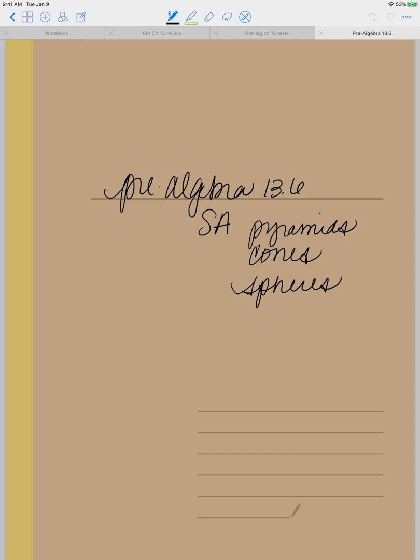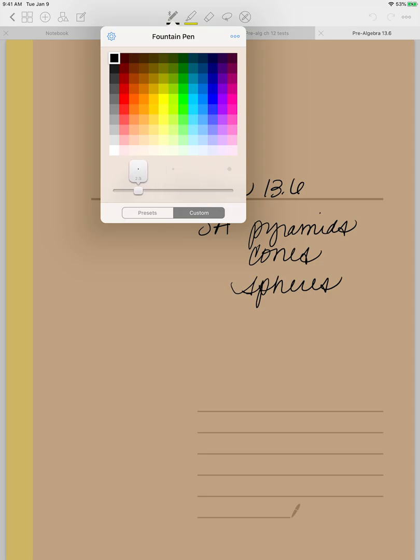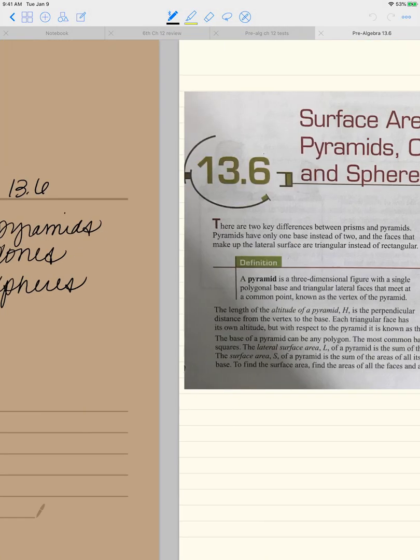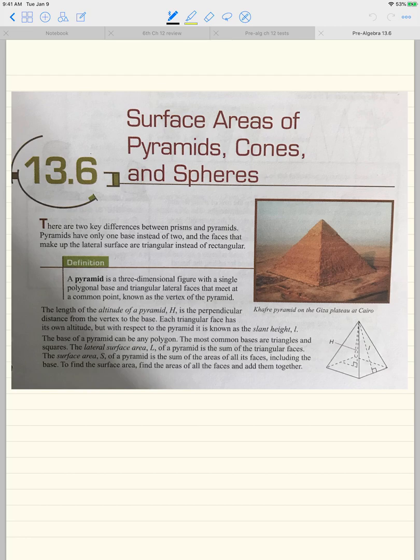Alright, pre-algebra 13.6, surface area of pyramids, cones, and spheres today. Two key differences between prisms and pyramids. You probably already know this. Pyramids have only one base instead of two, and the faces that make up the lateral surface are triangular instead of rectangular.